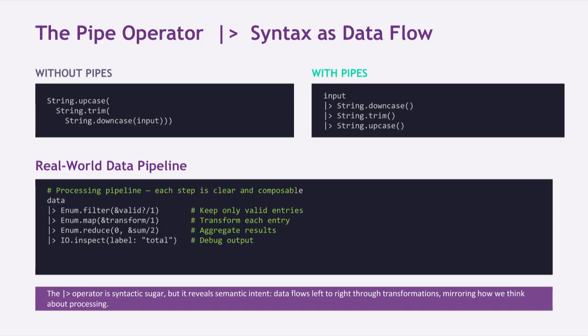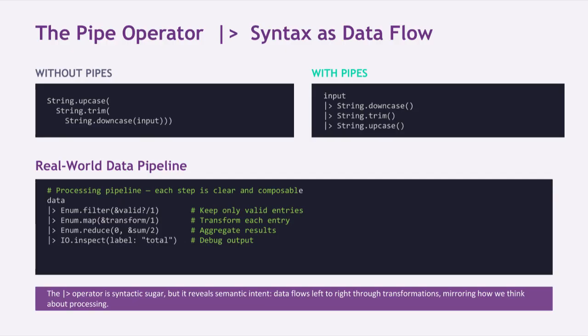Let's talk about the pipe operator. This is one of those features that sounds trivial but genuinely changes how you write code. Look at the left side of this slide. Nested function calls stacking inside each other. Read from inside out. Now look at the right side with pipes. The exact same operations written left to right, top to bottom. It's the way you actually think about data flowing through transformations.